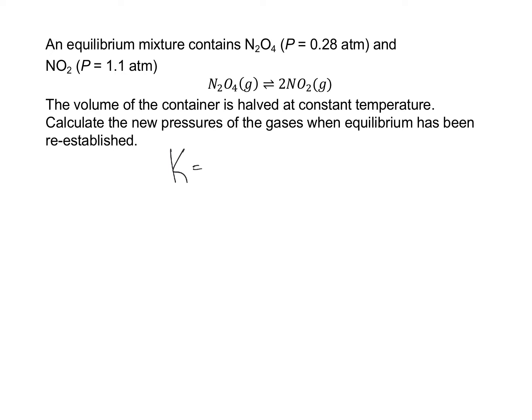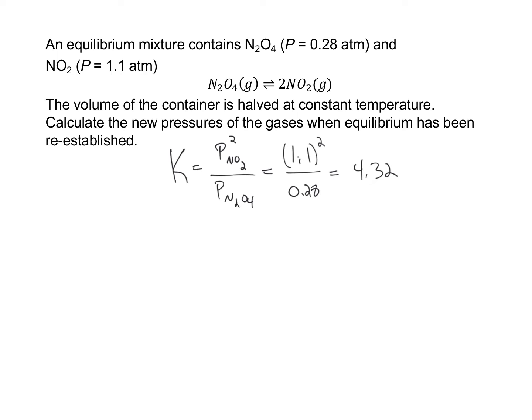So our equilibrium constant expression is going to be the pressure of NO2 squared divided by the pressure of N2O4. And so if we put in our numbers, we have 1.1 squared over 0.28. And so that gives us an equilibrium constant of 4.32. And I know that should only have 2 sig figs, but I want to keep some extra sig figs around to try to reduce the rounding errors as we go through this problem.